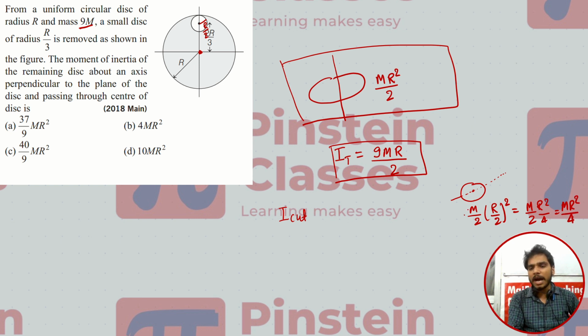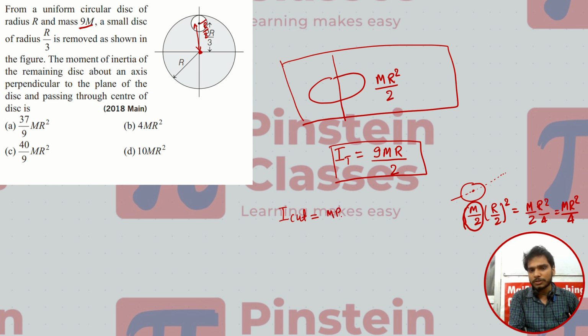How is the mass of this cutout portion m upon 2? You can explore yourself. Otherwise, if you have more doubt, you can contact me on my email. So we have to shift this moment of inertia of the cutout portion from its center of mass to the center of mass of the original disk. So the shifting distance is 2r upon 3. So we will apply here the parallel axis theorem.